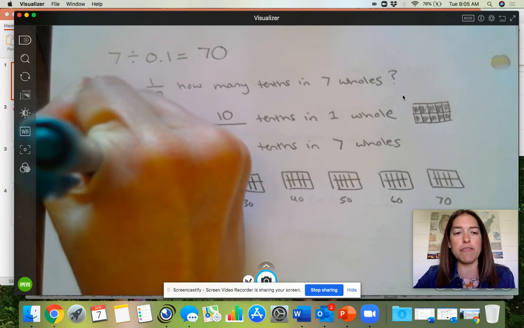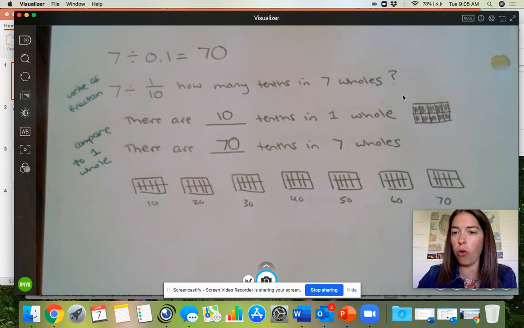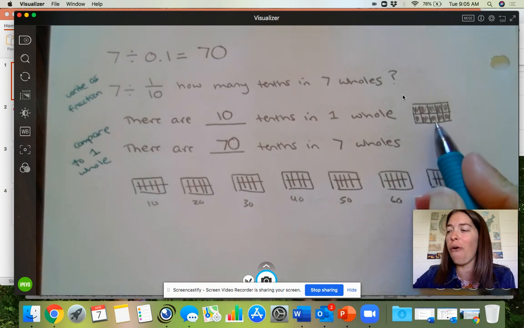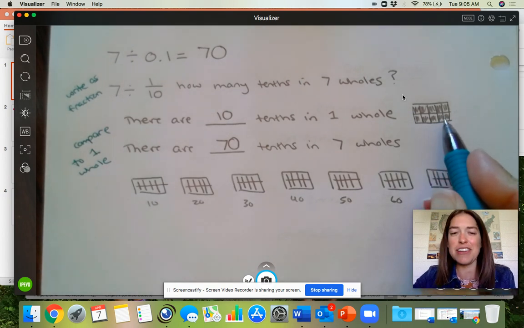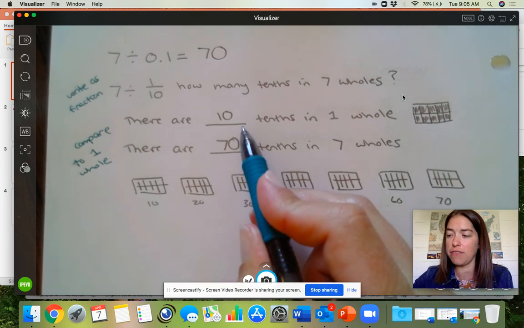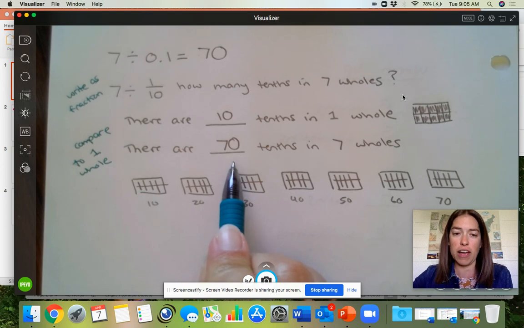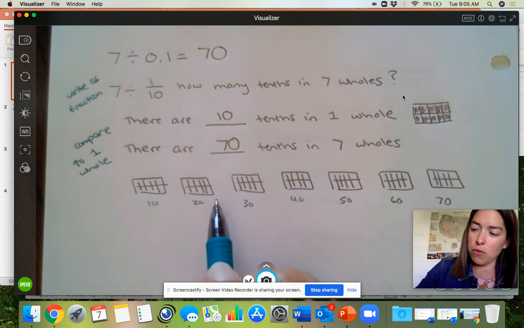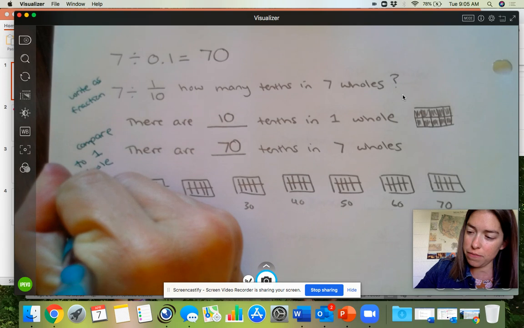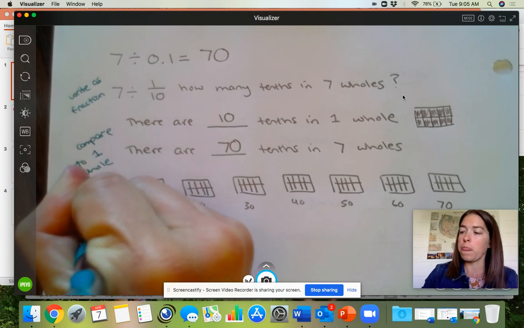If I ever forget how many of a fraction are in a whole, I can draw it out. I know all of them need to be shaded in for it to be a whole. And so that's how I knew that there were 10 tenths in 1 whole. Once I compared it to 1 whole, it made it easy for me to figure out how many tenths were in 7 wholes. And then I double checked with a picture. So here we just proved it or double checked with a picture.